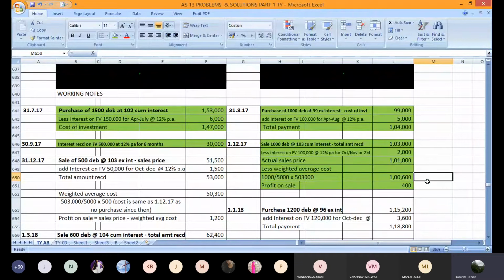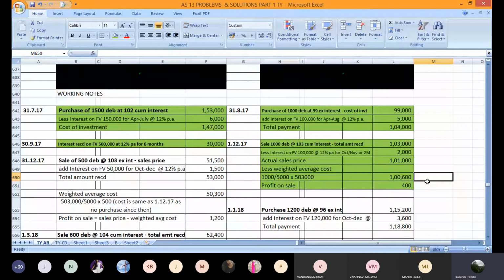The first entry will be bank account debit 1,03,000, to interest account 2,000, to investment account 1,01,000 rupees. And then after this, we will transfer the profit by passing the entry investment account debit to profit and loss account. That will be the second entry that we have to pass.